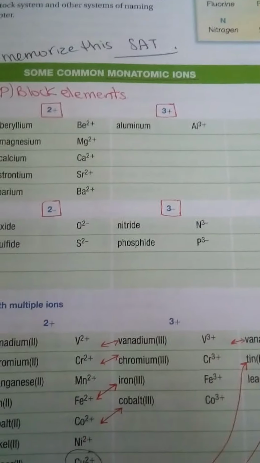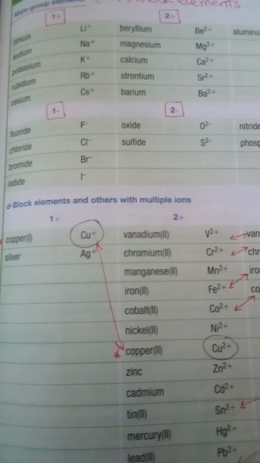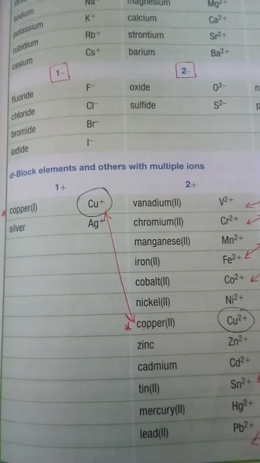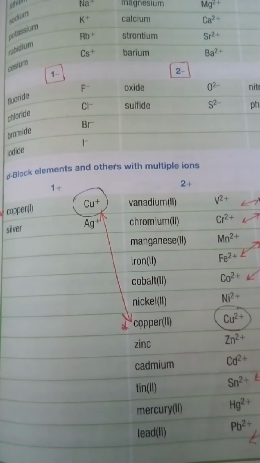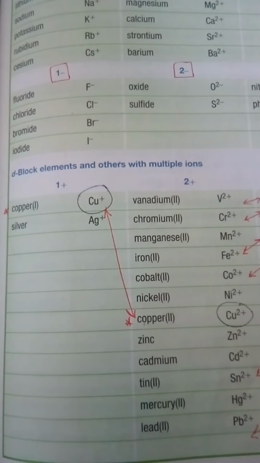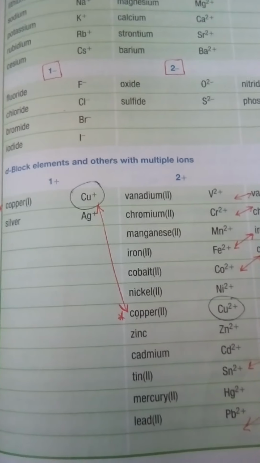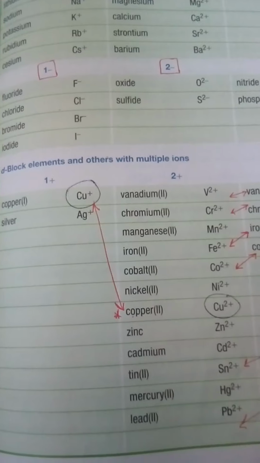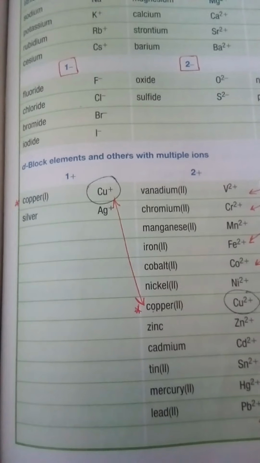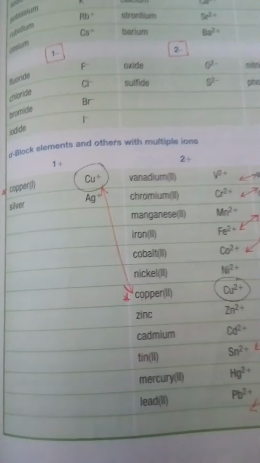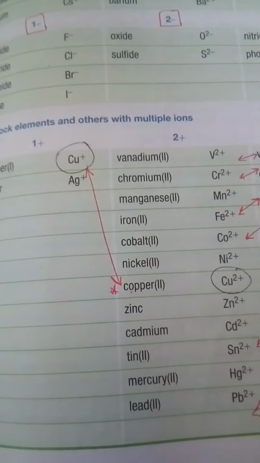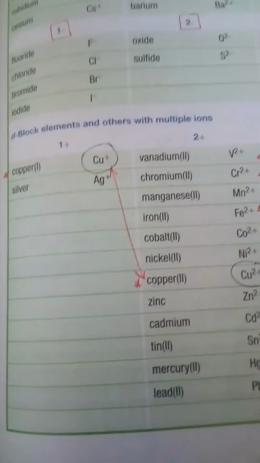And they tell you these elements, they give you the ions. And then for the D block elements, the transitional elements, one of the main characteristics is that most of these transitional elements have multiple oxidation states. They have different ones. So, for example, I've drawn some arrows between the most common elements or ions.